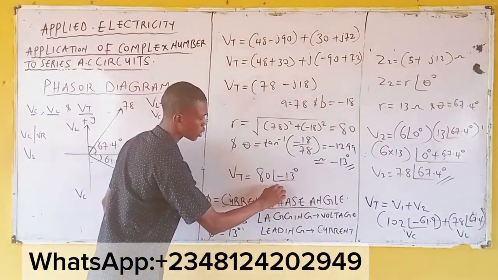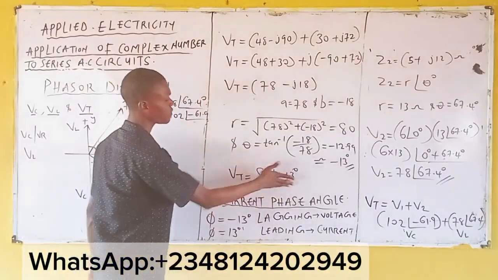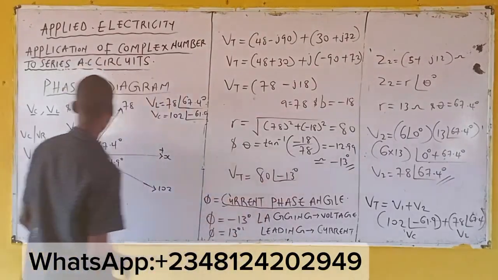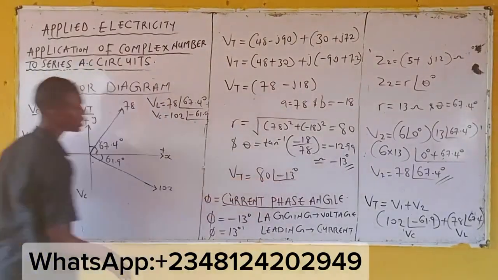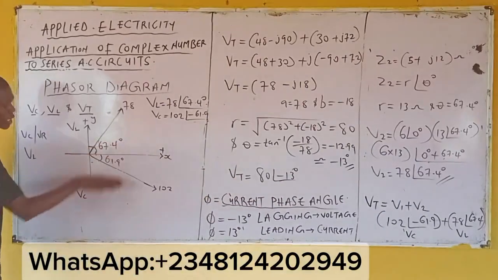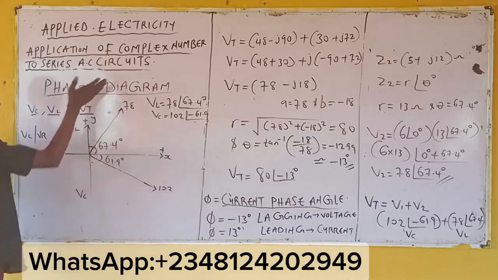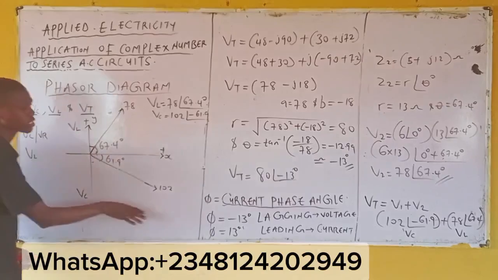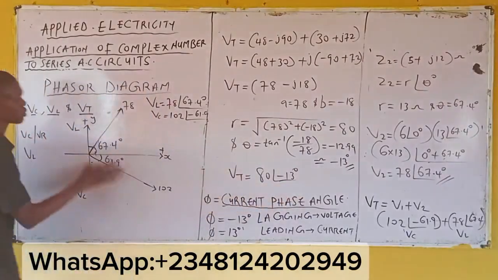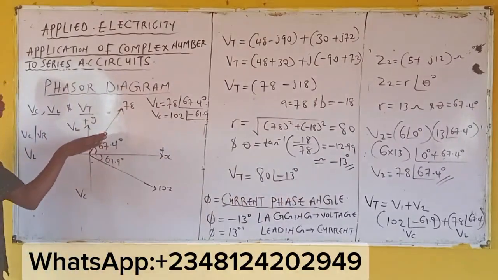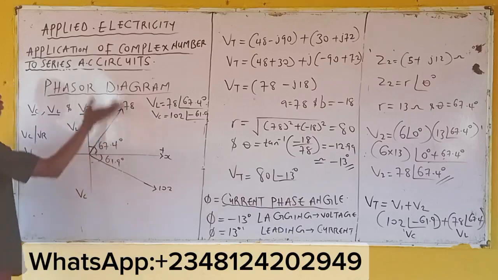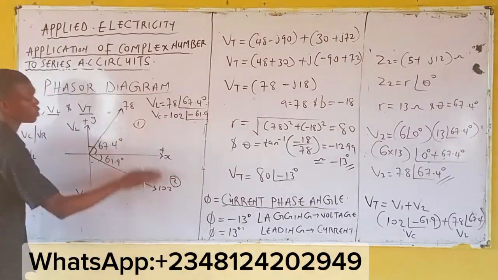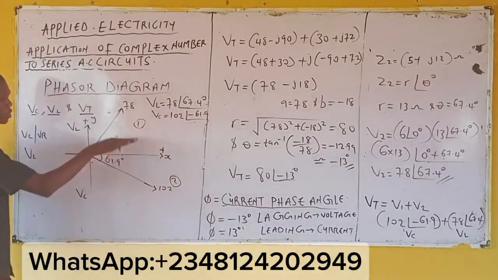Then lastly, let's plot our V total, meaning the total supply voltage. From what we got here, what's the angle? We are having negative 13, right? The question is, am I plotting this negative 13 at this region of y or this region of y? I want to plot it on my Argand diagram. Let's say this is 1, let's say this is 2. Is it 1 or 2? I'm plotting it at 2.